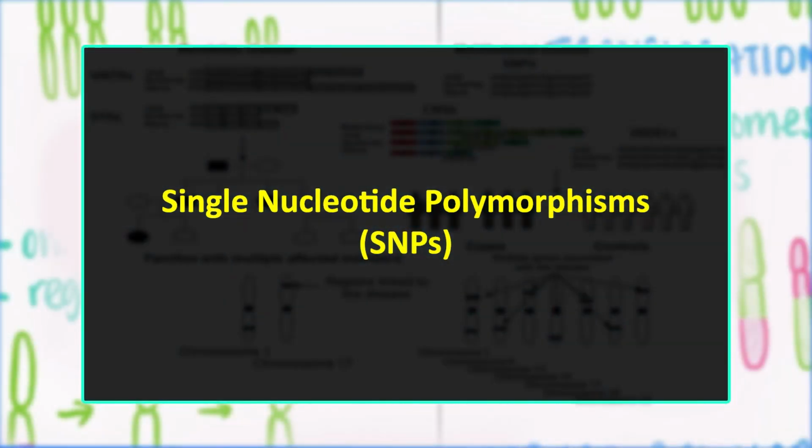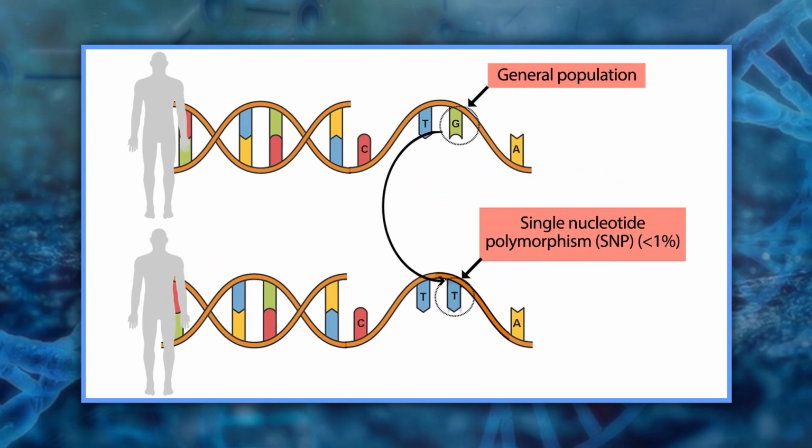Now let's discuss single nucleotide polymorphisms, that is SNPs. Single nucleotide polymorphisms, frequently called SNPs, are the most common type of genetic variation among people.